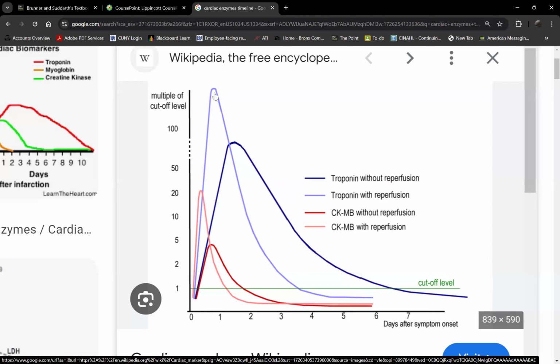And we want to see a peak. Once it peaks, that means, are the cells still dying? No more. They stopped right here. So if it peaks here, our goal is for it to peak, well, great if it peaks within 12 hours. Okay, that means, did we reperfuse?